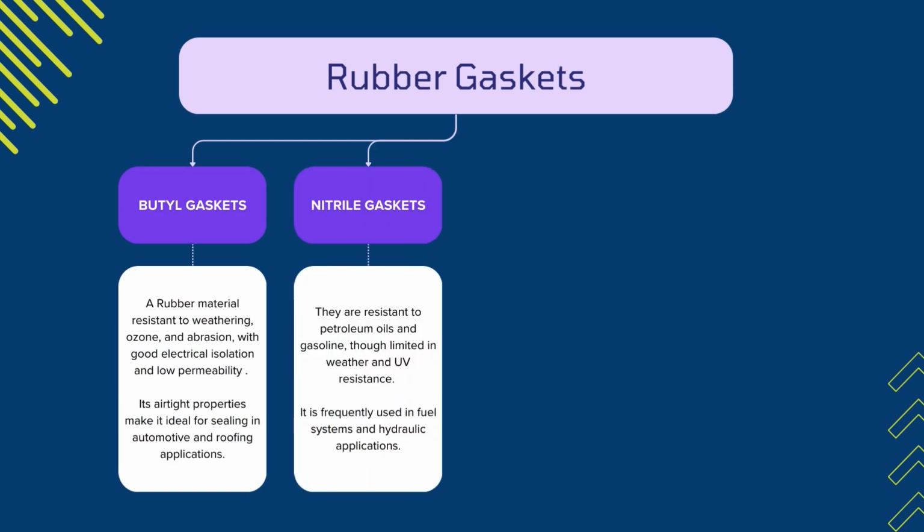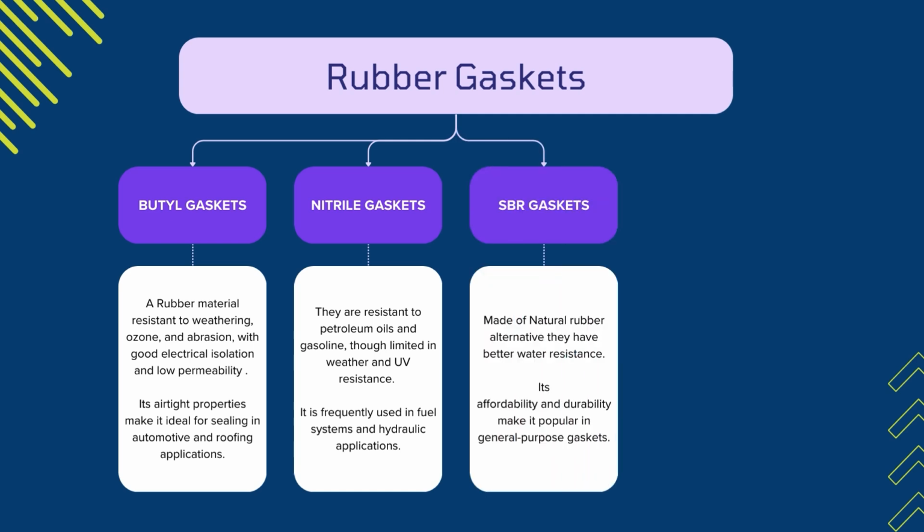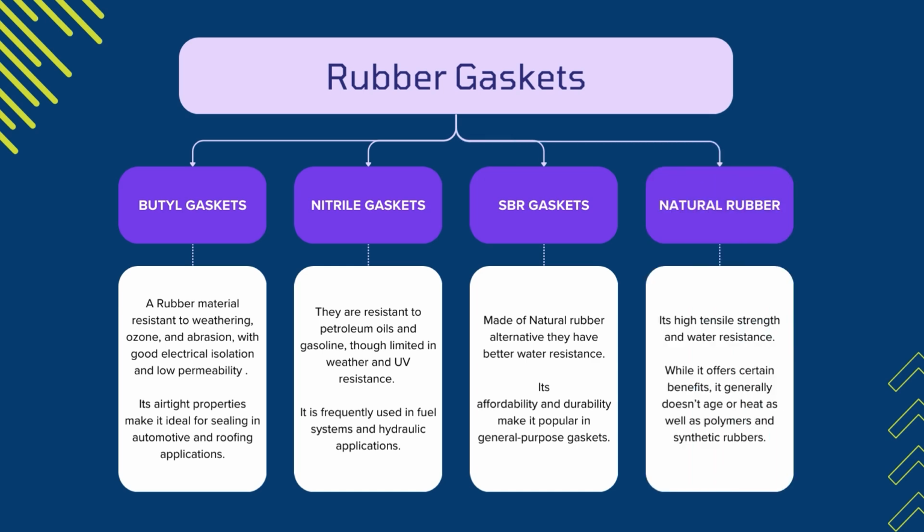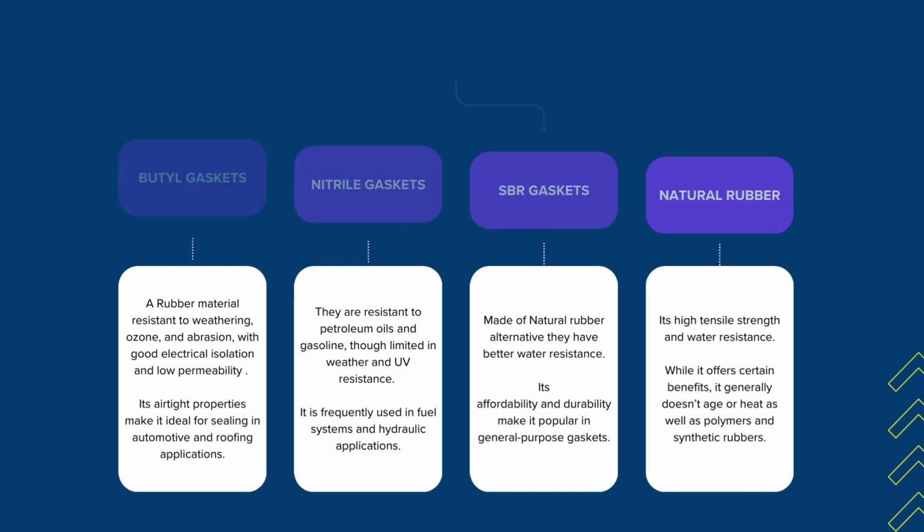Next is nitrile gaskets. They are resistant to petroleum oils and gasoline, though limited in weather and UV resistance. It is frequently used with fuel systems and hydraulic applications. Next is SBR gaskets. Made of natural rubber alternatives, they have better water resistance. Its affordability and durability makes it popular in general purpose gaskets. Next is natural rubber. Its high tensile strength and water resistance. While it offers certain benefits, it generally doesn't age or degrade as well as polymers and synthetic rubbers.